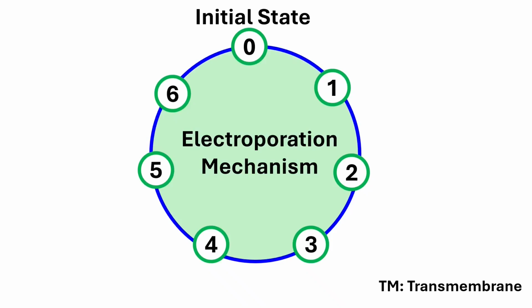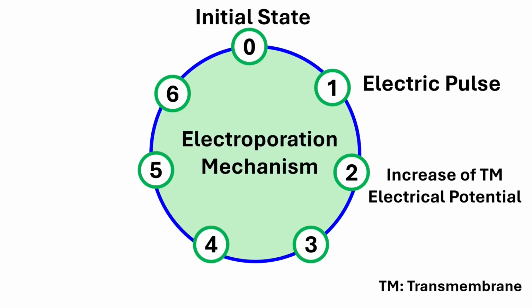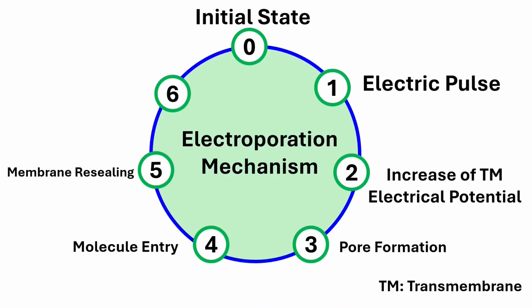In order to apply electroporation, we need to understand its mechanisms, or the steps of formation of pores. Consider a cell at its normal state, that is the initial state. The process takes 6 steps to form pores. These are application of electric pulse, increase of transmembrane electric potential, pore formation, molecule entry into the cell, membrane resealing, or irreversible electroporation, that is permanent damage of the cell wall. I am going to explain these steps further.